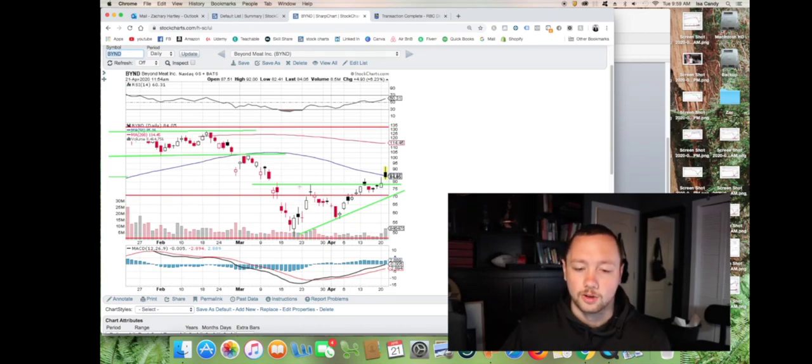So right here is the top of my ascending triangle. I'm going to put it below that. Right here is my next support line at 70. I'm going to put it below that, and my absolute bottom is down here at the 45 mark.